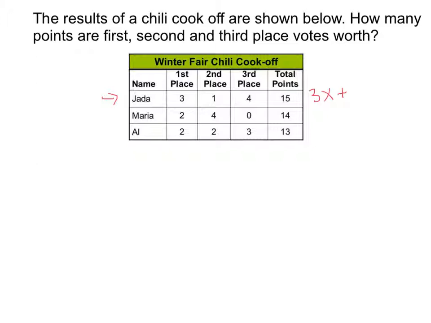And for second place, it would just be 1 times however many points that one is worth. And for third place, it would be 4 times however many points that one's worth. Altogether, it's going to get her total points of 15.